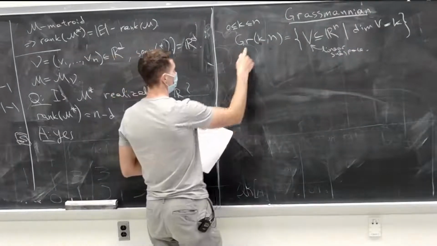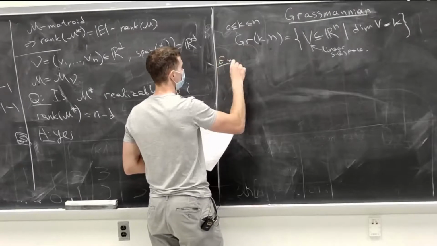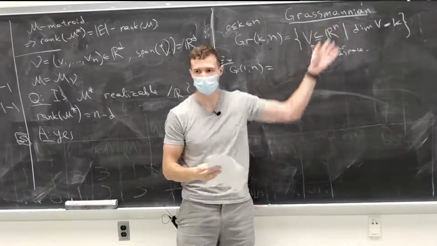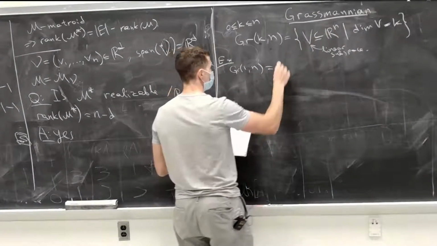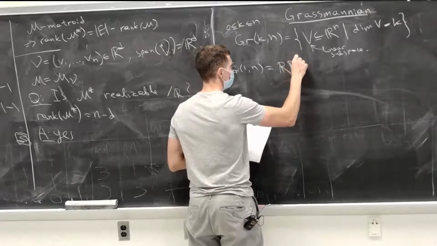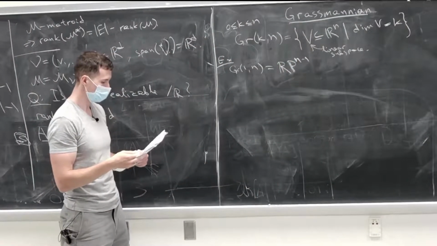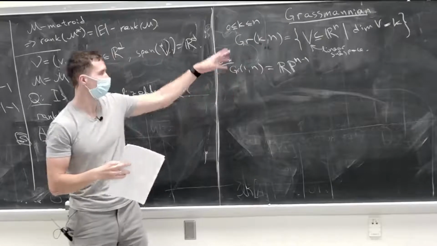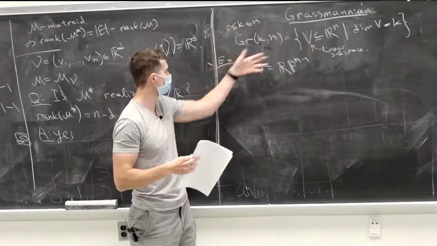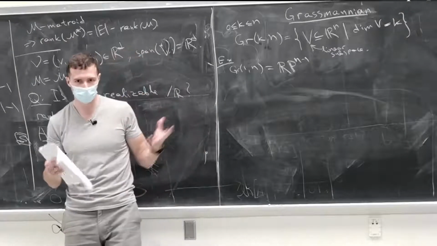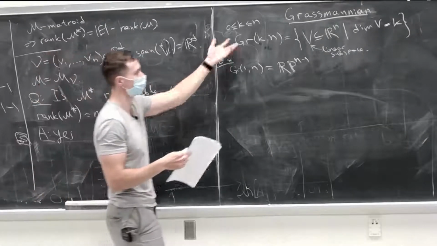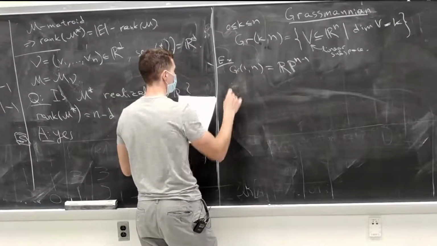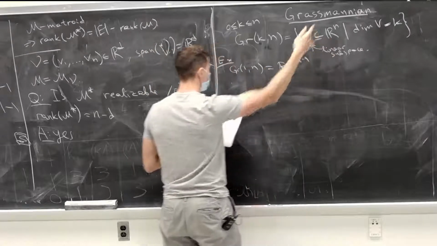For example, if I take K equals 1, I get the space of all lines inside n-dimensional space. That's the projective space RP^(n-1). In particular, let's say I choose some element of the Grassmannian. If you haven't seen this before, it's a nice compact differentiable manifold. It's very nice topologically, an algebraic variety, all kinds of words. Let's say I pick a point on this space, which is a linear subspace of R^n.